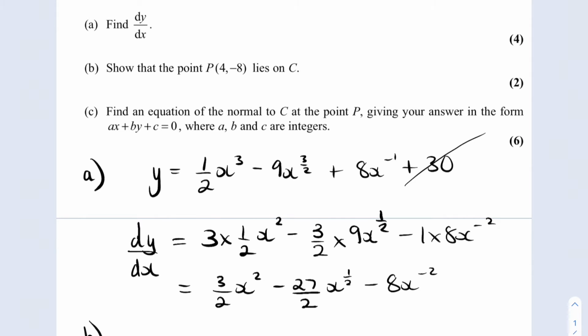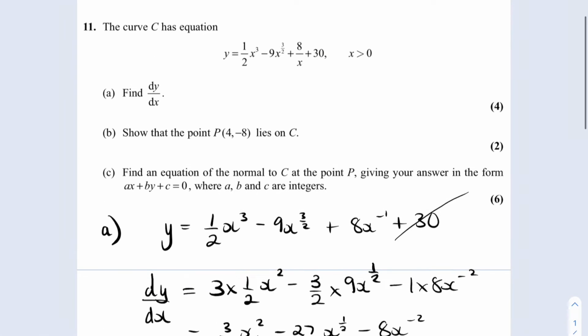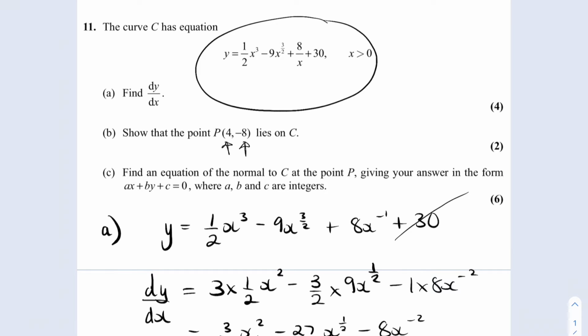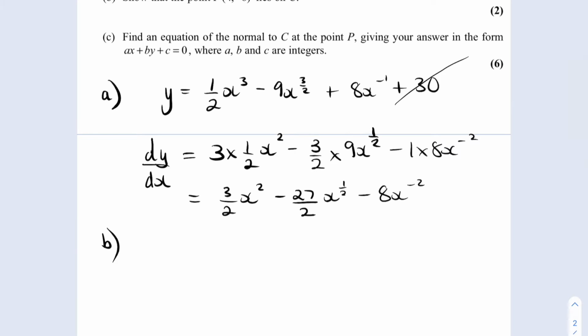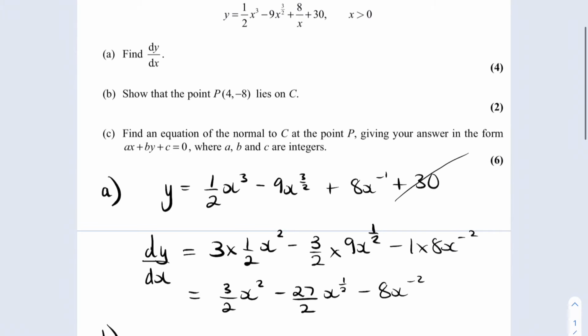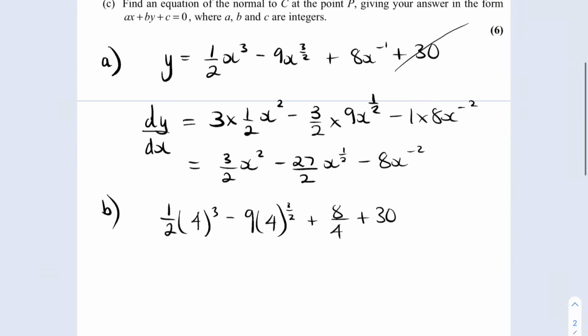So moving on to part B. Show that the point (4, -8) lies on C. Okay, so C has the original y equation. So if x is 4, y has to be minus 8. So we need to show this. So let's put x equals 4 into this. So 1 half times 4 cubed minus 9 times 4 to the 3 over 2 plus 8 over 4 plus 30.